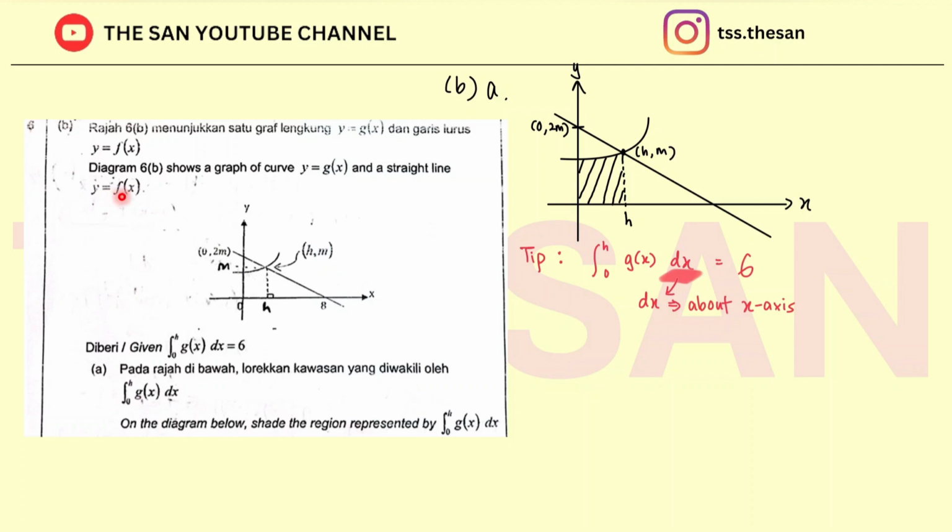So next question. Diagram 6b shows a graph of curve y equals g(x), this is the curve g(x), and a straight line f(x), this is the straight line f(x). So given this, on the diagram, shade the region represented by this. This is actually the area under the curve g(x). And the area is about the x-axis because we can see dx here. That means this is the area above the x-axis. And the upper and lower limit is h and 0. So this is the area, which is 6.